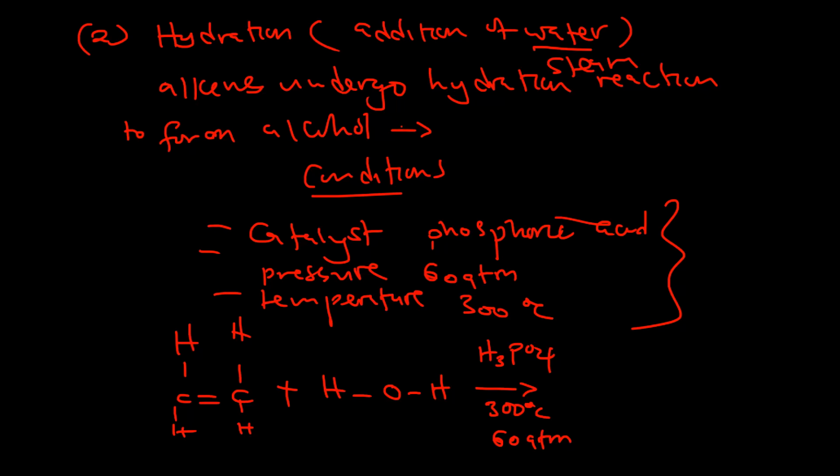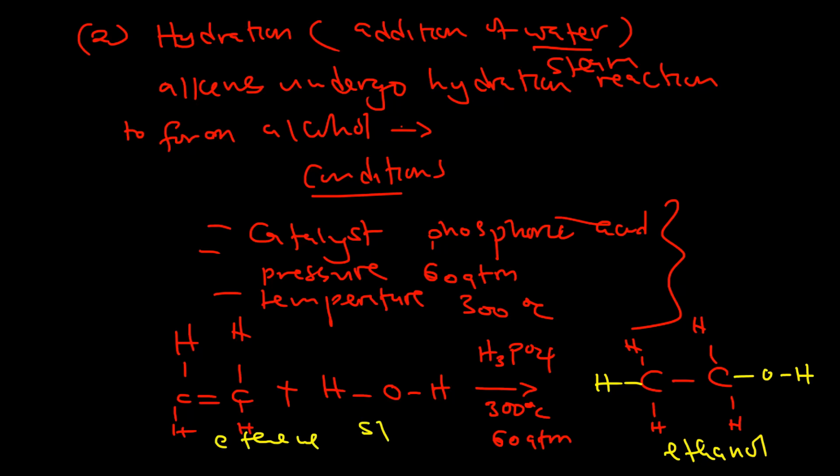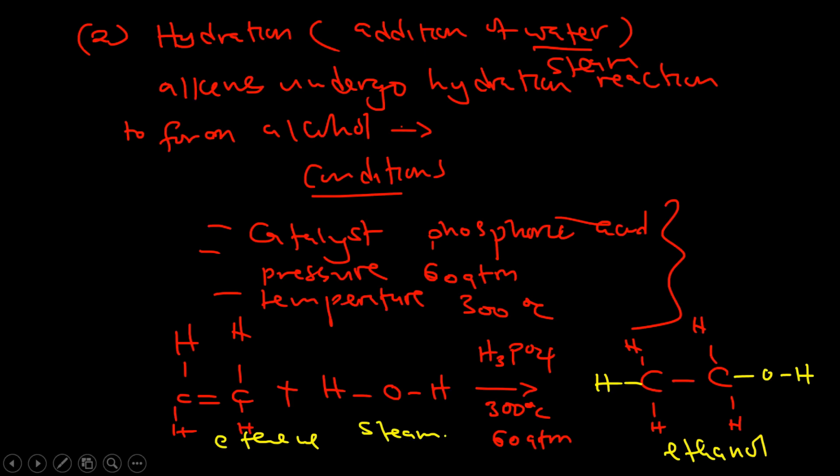Then what is going to form here is this. Let me just put a different color. So we are going to have hydrogen attached to that, then that. So this is an alcohol, which is ethanol. This is the ethene. This is the steam. Then the conditions. So that is how you can look at it.